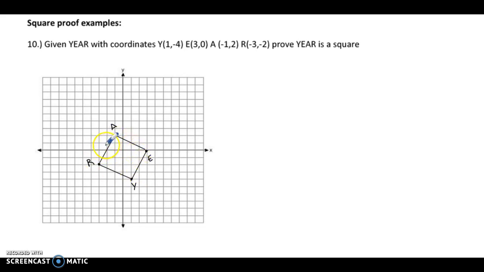First, we're going to prove it's a parallelogram. Then we're going to prove that it has right angles. Then we're going to prove that two sides are congruent. So we've got a lot to do on this one. So to prove it's a parallelogram, I'm going to show opposite sides are parallel.